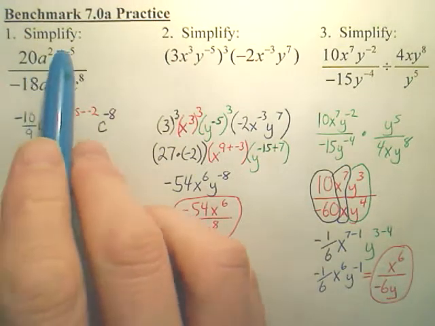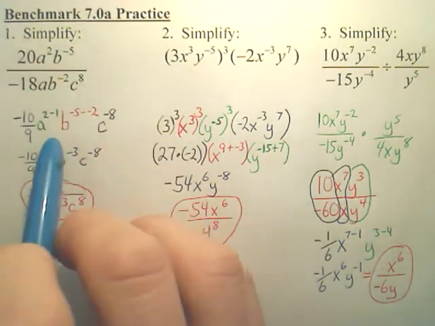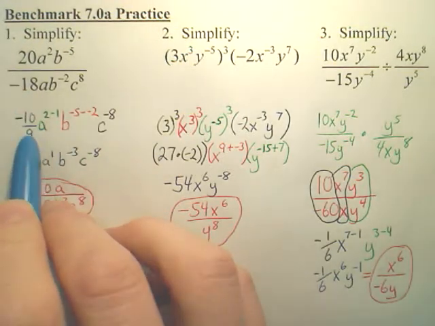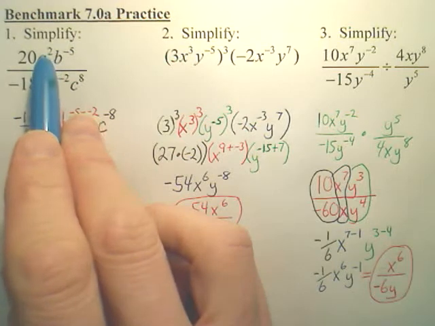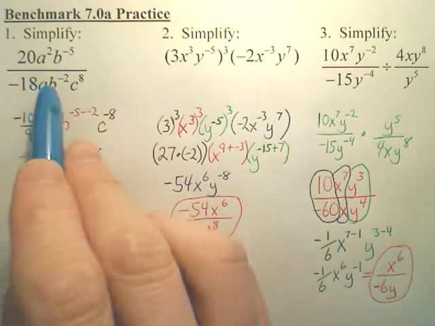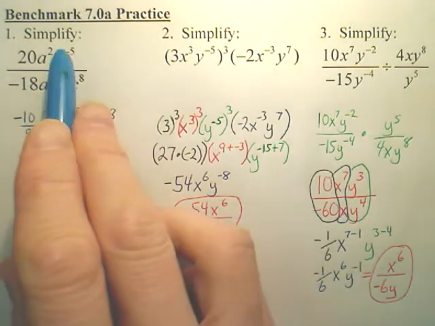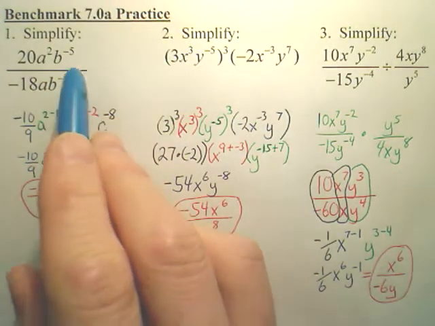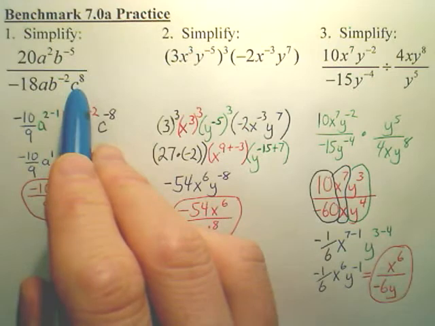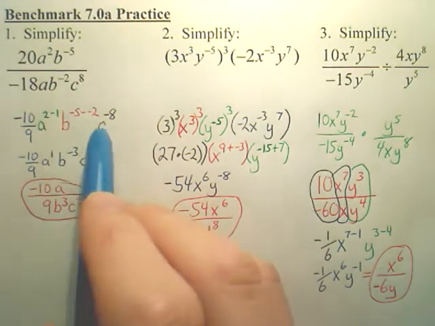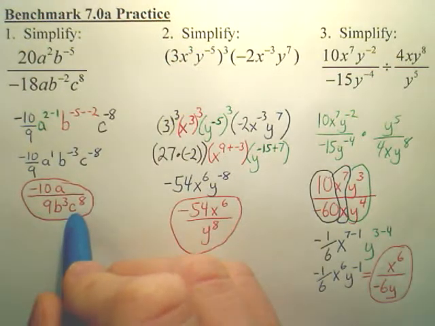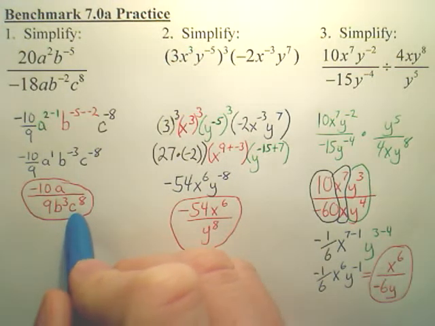Alright, if I want to simplify this right here, the first step would be to divide 20 by negative 18, which is negative 10/9. Then you take these two, you subtract the powers, as you can see right here, subtract the powers of the b, and then there's nothing to subtract with the c to the 8th on the bottom, and since it's on the bottom, you write it as c to the negative 8th. Or realize when you get to the answer, the c to the 8th will stay on the bottom because there was nothing to combine with.